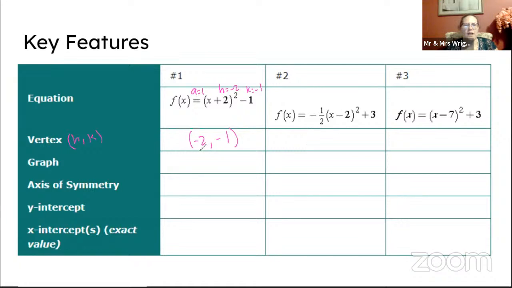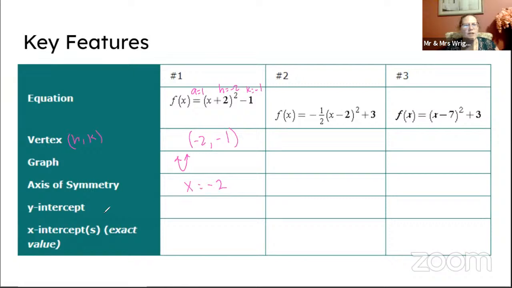Okay, so if H is -2 and K is -1, here is our vertex. All right, the graph of this is going to open upwards. We're not going to graph it today. I don't have room for a graph here. Actually, I might do it on Desmos in a minute. We'll see. Axis of symmetry in this case, X equals -2.